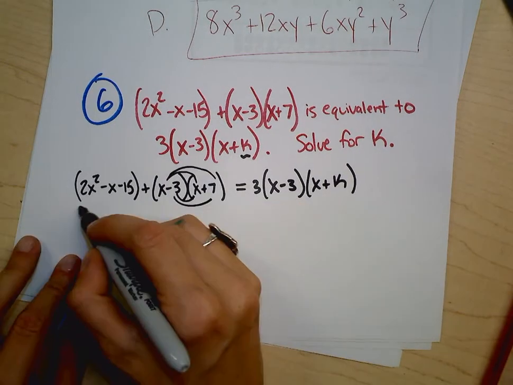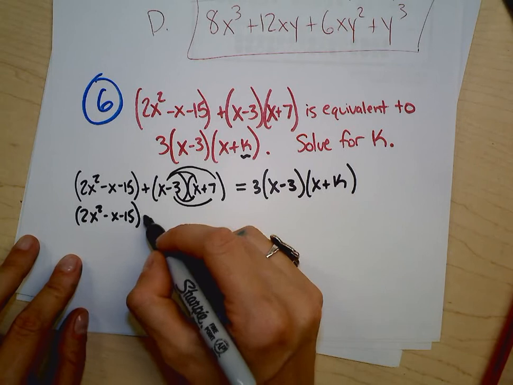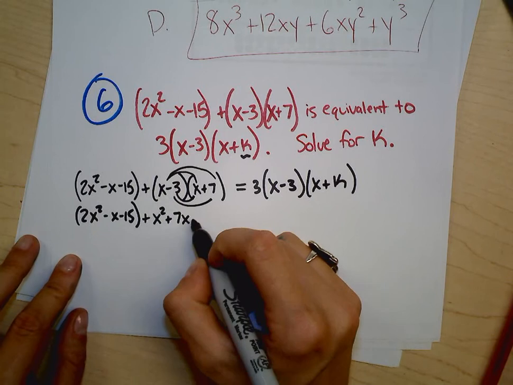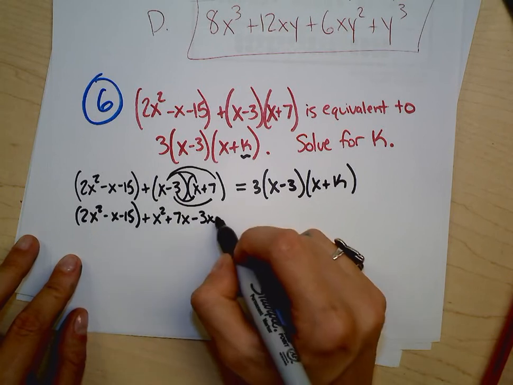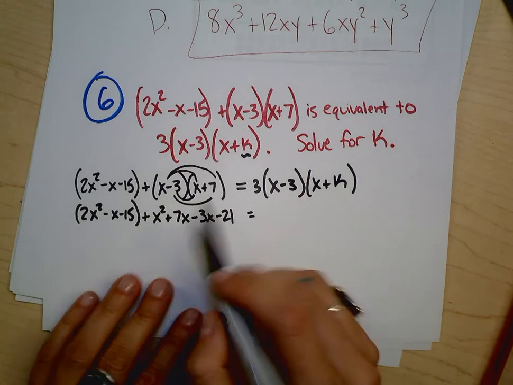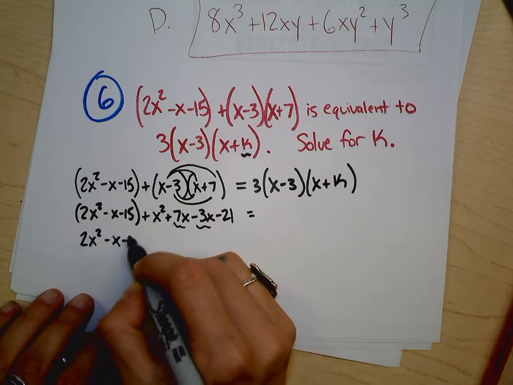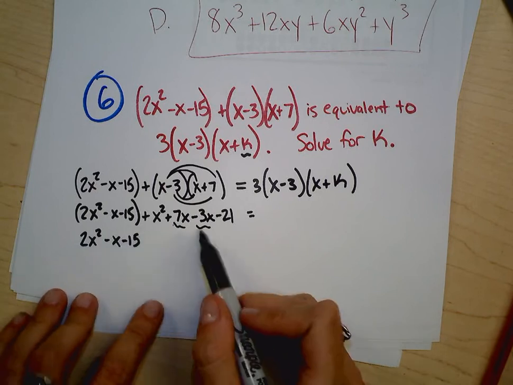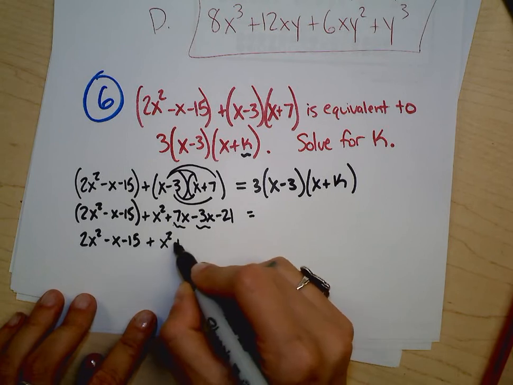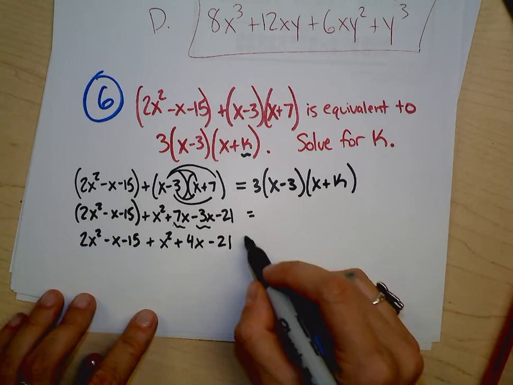So I get 2x squared minus x minus 15, that doesn't change. And I have plus x squared plus 7x minus 3x minus 21. I can combine like terms here. So I get 2x squared minus x minus 15. I don't really need parentheses here anymore since I'm just adding everything together. Plus x squared. This will be a plus 4x minus 21. I'm still just going to deal with the right side later.